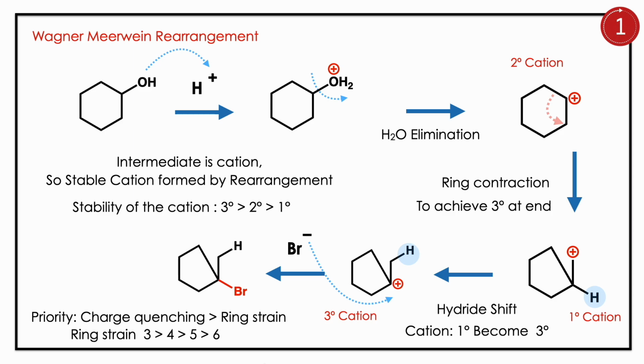Here you may wonder why the ring is contracted. Ring contraction occurred here to stabilize the cation. Secondary becomes primary, then becomes tertiary, the most stable cation. Here the priority is charge quenching rather than ring strain.